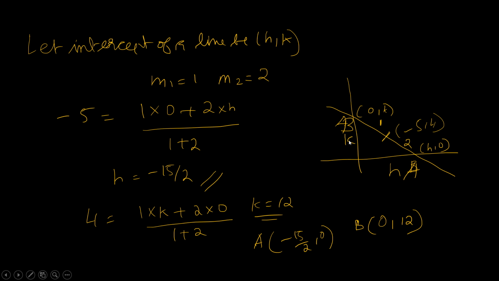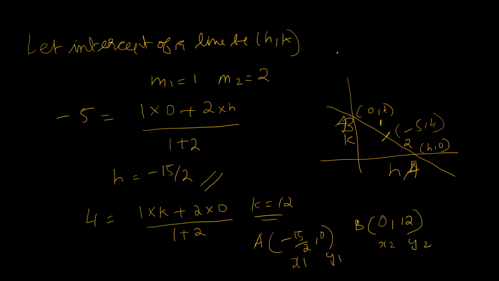With the help of the section formula, I found the values of h and k: h is equal to minus 15 by 2, and k is equal to 12. After that I formed the coordinates of the points A and B, which give our equation of a line. A is minus 15 by 2 comma 0 and B is 0 comma 12, which means this is x1, this is y1, this is x2, this is y2.